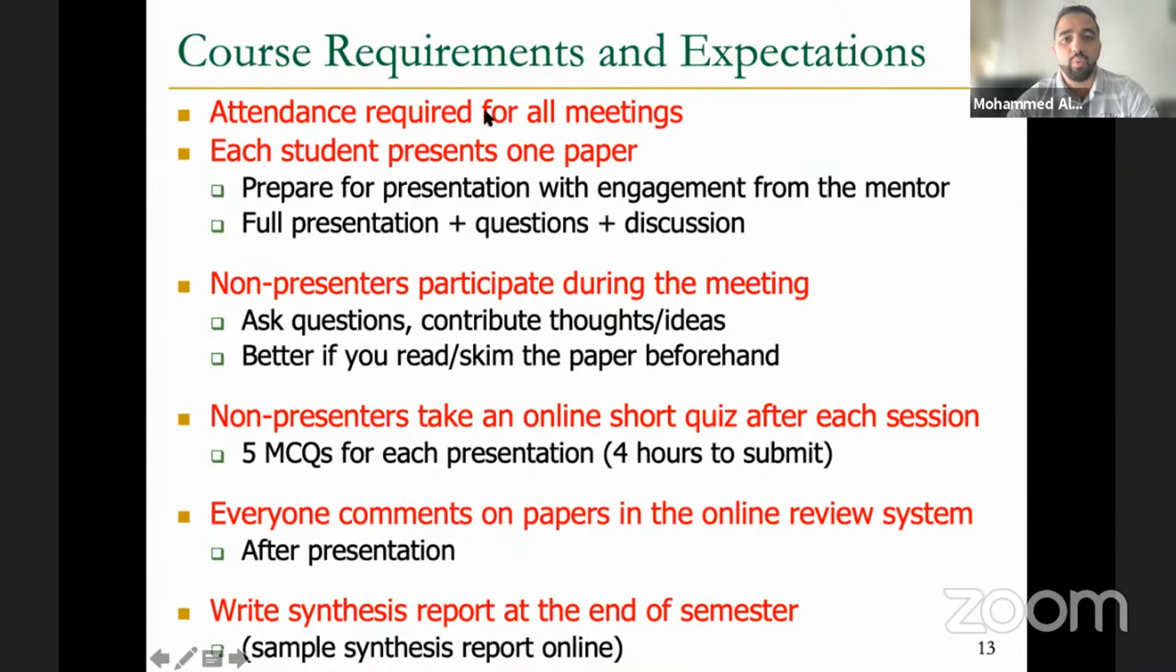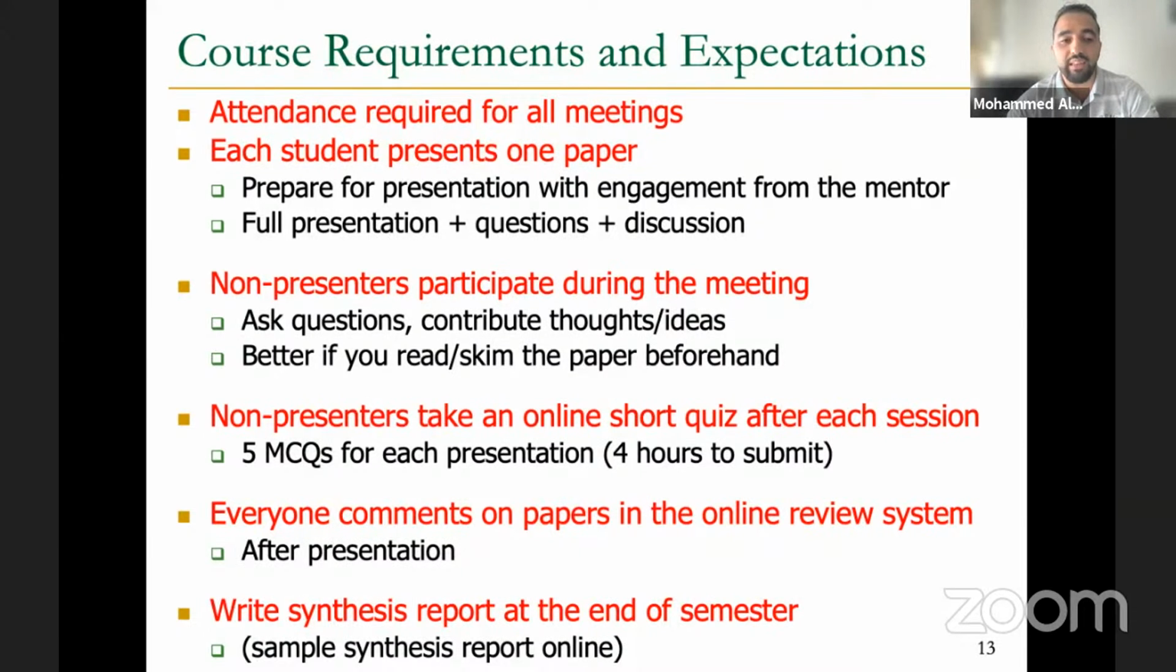All right, so what we require from you as a student in this course, first, attendance. Attendance is really important in this course, not only to present a paper, but also to attend other presentations. And each student needs to present only a single paper. So it's a bit of an easy task. You spend the entire semester attending other presentations, getting some ideas on how to improve your slides, and then you present on one day. Non-presenters for other presentations need to participate during the meeting and after the meeting as well.